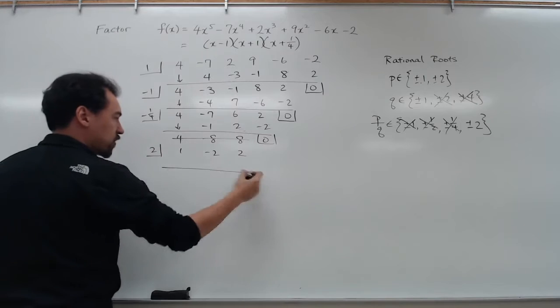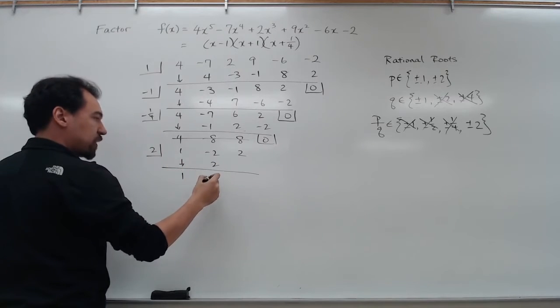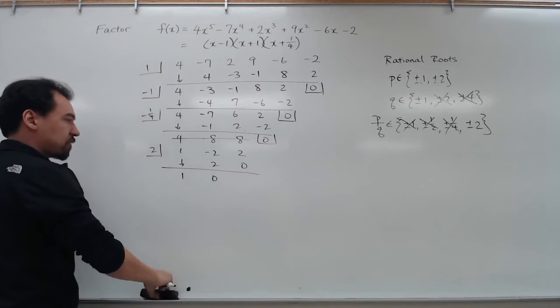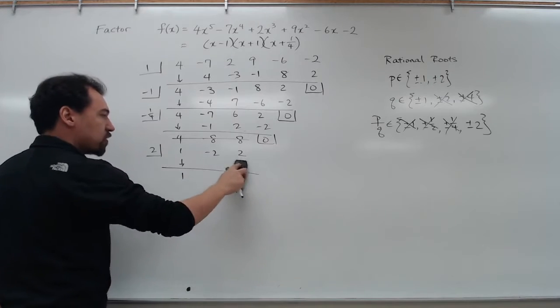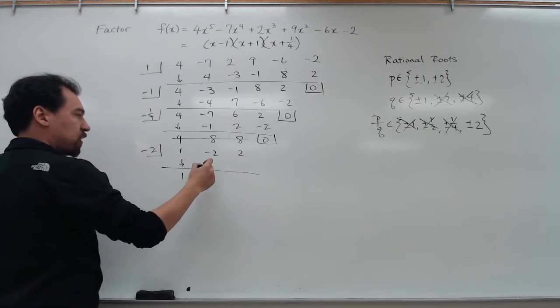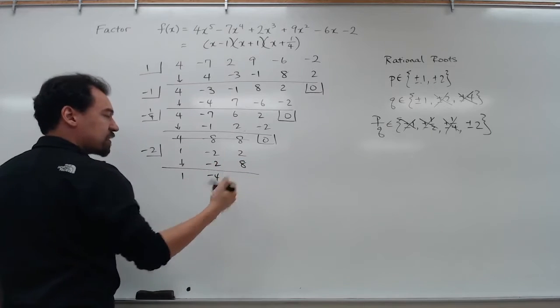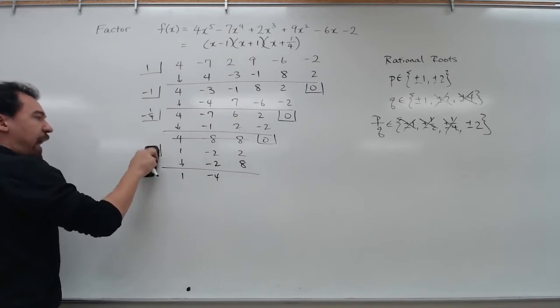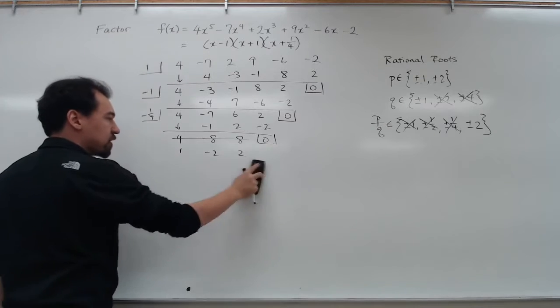So I'm going to try the number 2. So I go 1, 2, that becomes 0, 0. That does not add up to 0, okay? So 2 is not a root of f. So then I try -2. 1, -2, -4. That does not add up to 0. So I'm out of rational options.